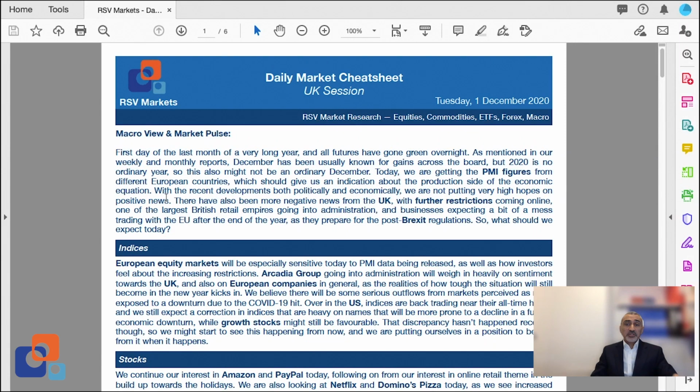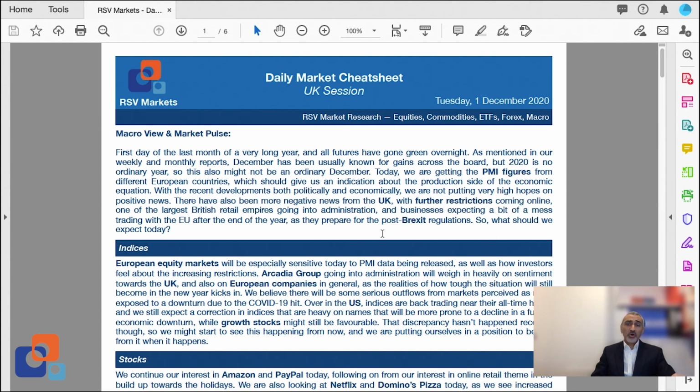This is the UK version of the daily market cheat sheet for the 1st of December, but I'm just showing it to give you an idea. The report starts with an overall look at the macro picture on the day, highlighting any events that we see as important to the market. For example, on this specific day, we're looking at PMI figures, large British retailers going bankrupt, and Brexit talks between the UK and the EU.